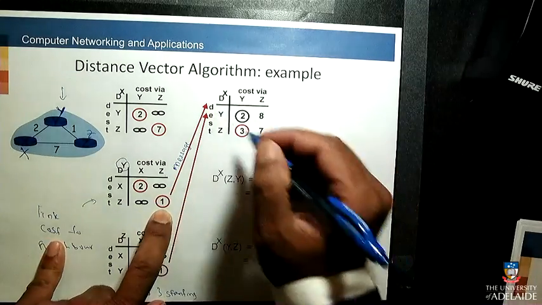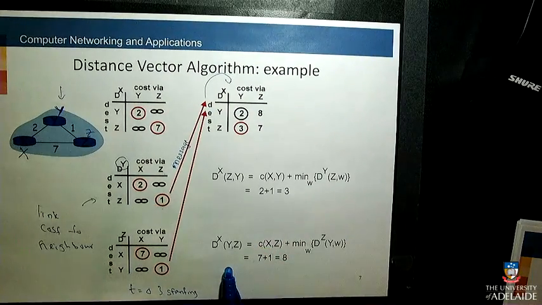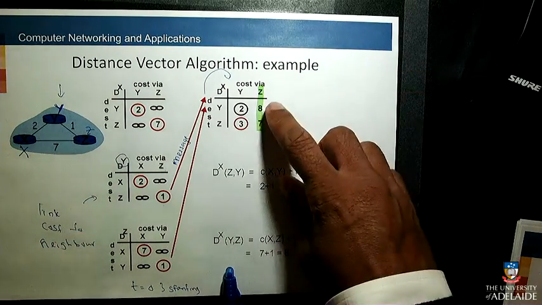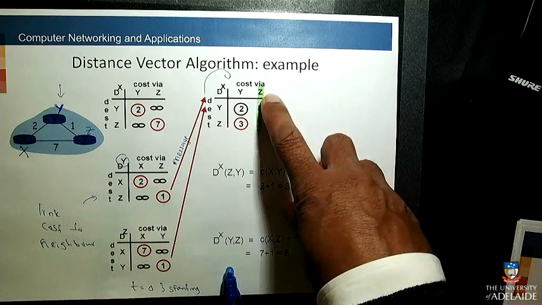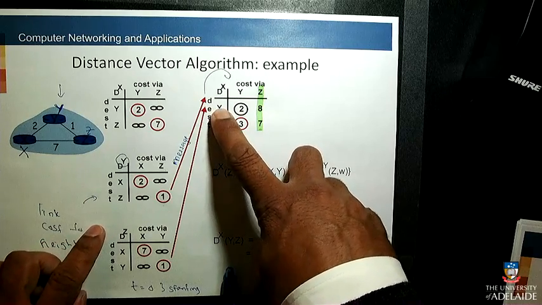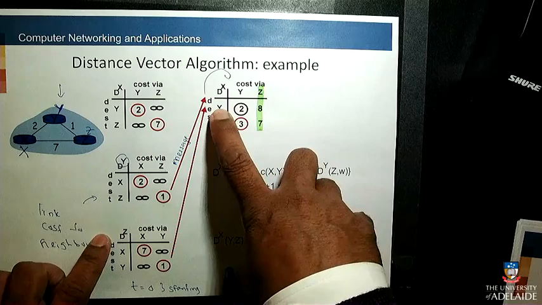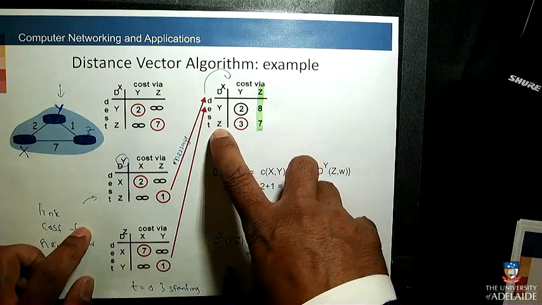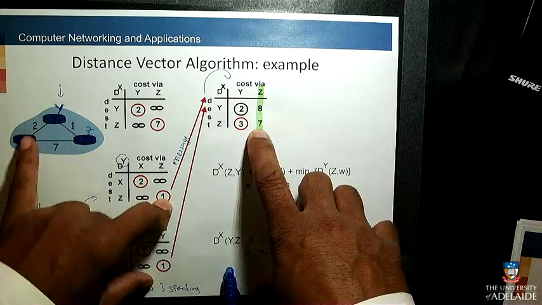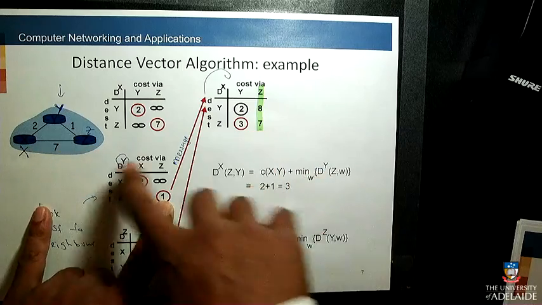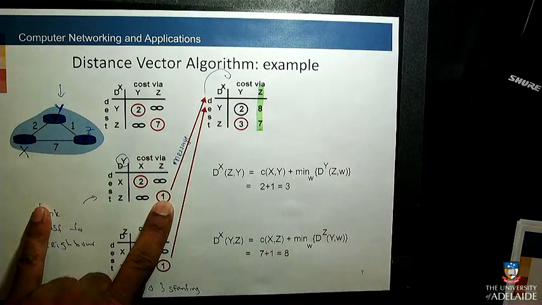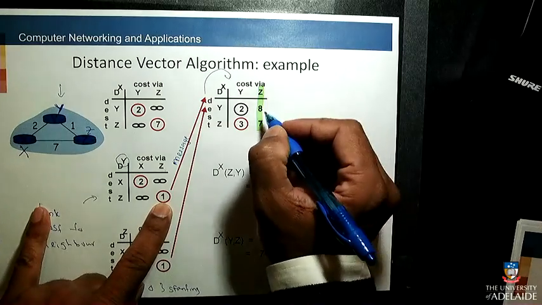And then when this message arrives at X, X looks along the Z column because I got a message from my neighbor Z, and Z is now telling me some new information. It says that I can get to Y with a cost of 1, and X can get to Z with a cost of 7. So Z can get to Y with a cost of 1, and I can get to Z with a cost of 7, so my total cost is going to be 8.